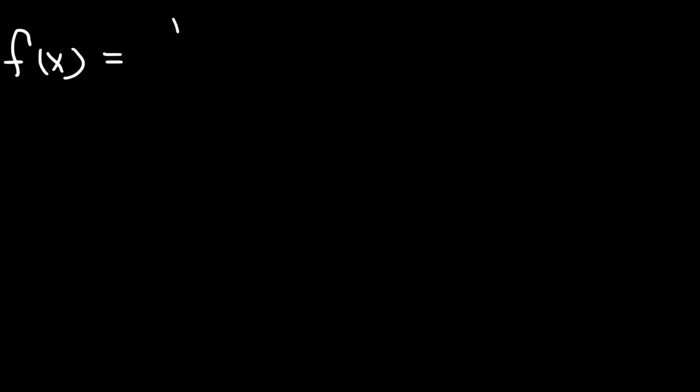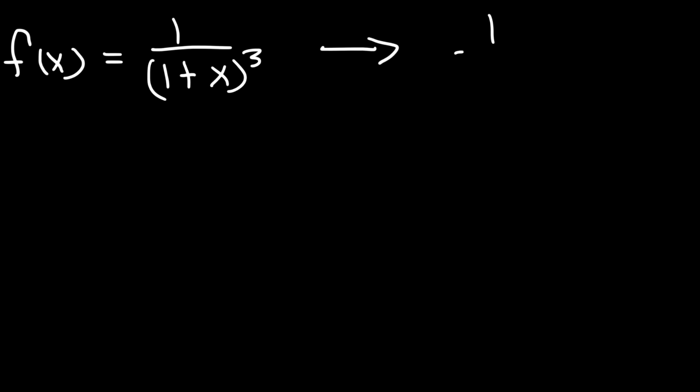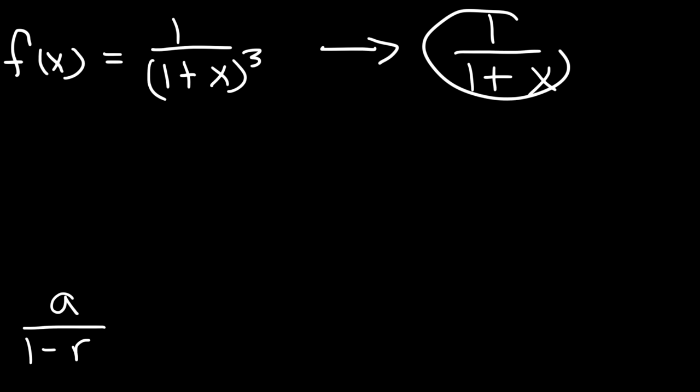Consider the function f of x, which equals 1 divided by 1 plus x raised to the third power. So go ahead and find a power series representation for that function. Somehow, we'll need to convert that function into this form, 1 over 1 plus x, because that's similar to the sum of an infinite geometric series, a divided by 1 minus r. So what do we need to do to convert this expression to this?